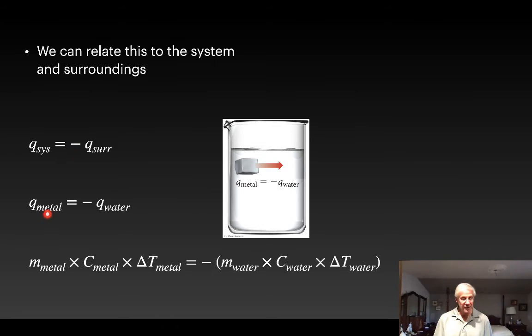So let's make the metal our system. Let's make the water the surroundings. Okay, so we saw that Q is equal to mc delta T.